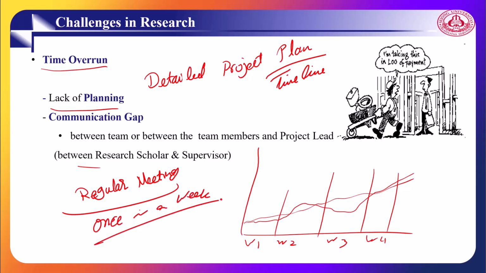Once in a week it is needed. So this regular meeting helps us to ensure alignment, and we address issues, right? So we use collaborative tools to enhance transparency and information sharing.